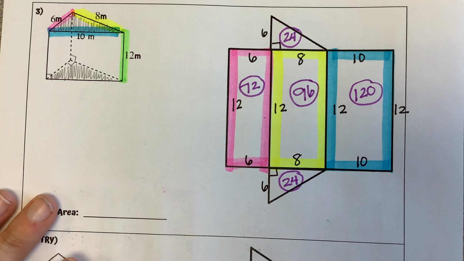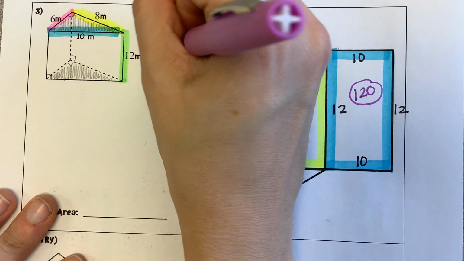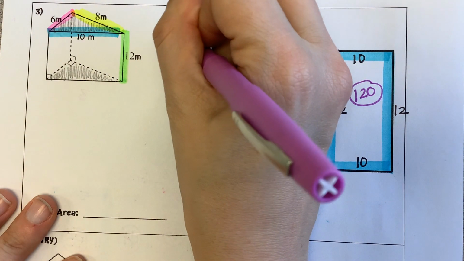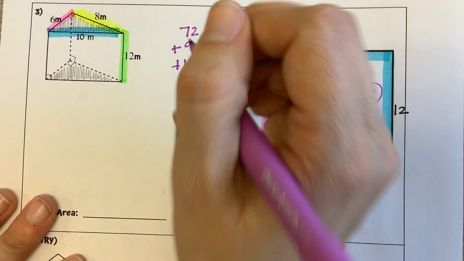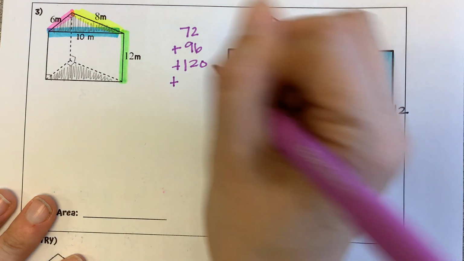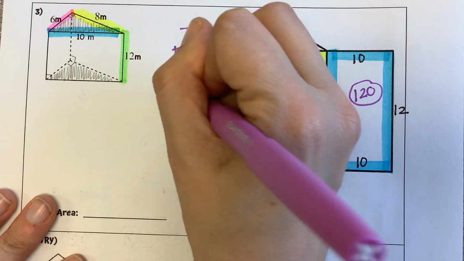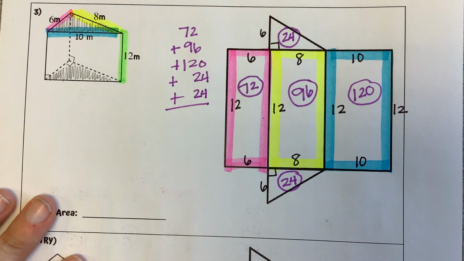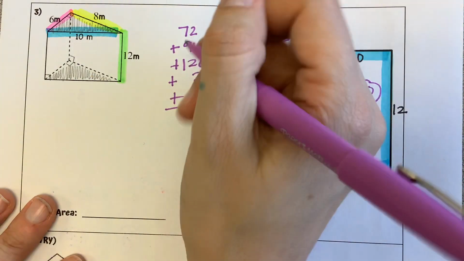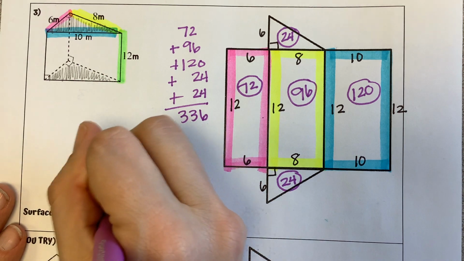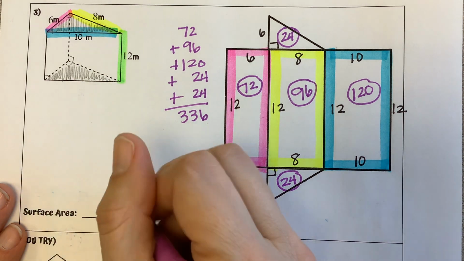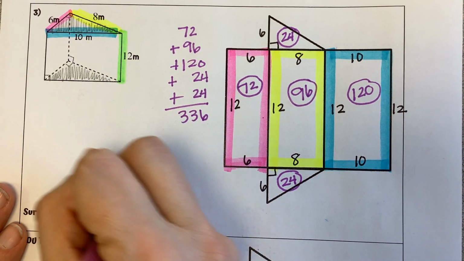So we're going to add all of these. So 72 plus 96 plus 120. Those are our three rectangles, now plus our two bases, 24 and 24. Add those together, we get 336. So our area is 336 meters squared.